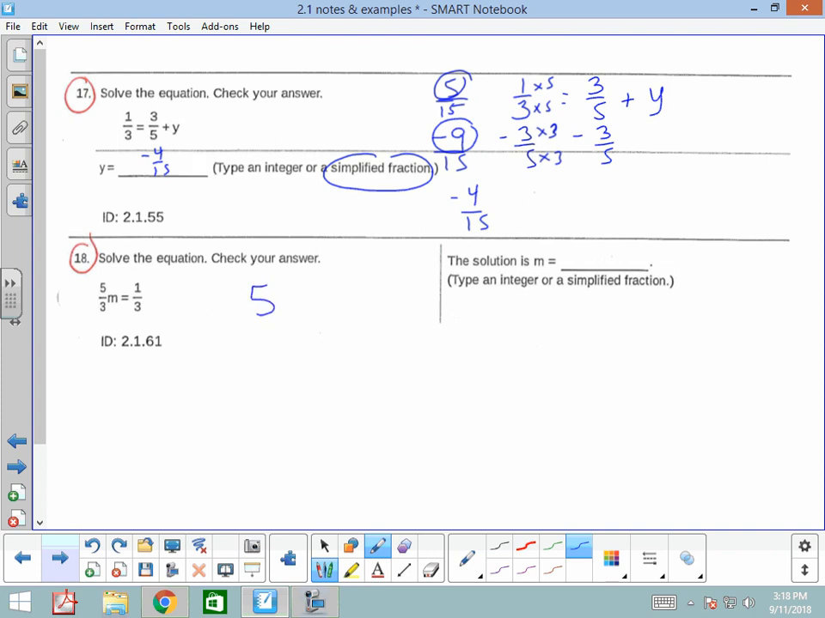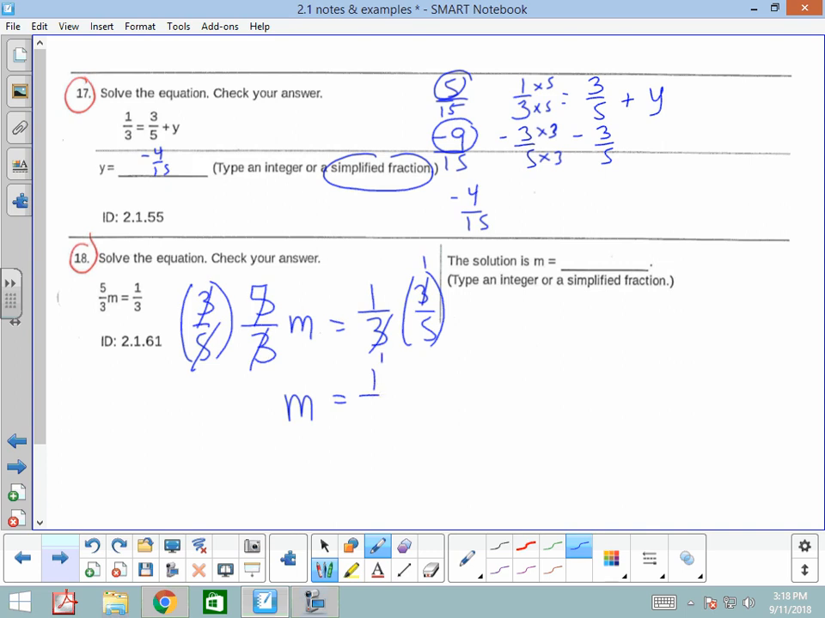All right, one more where we're multiplying by a fraction. Multiply by the reciprocal. And 5 goes into 5, 3 goes into 3. So m equals, over here, 3 goes into 3. So 1 times 1 on top and 1 times 5 on bottom. So notice this one also said a simplified fraction.